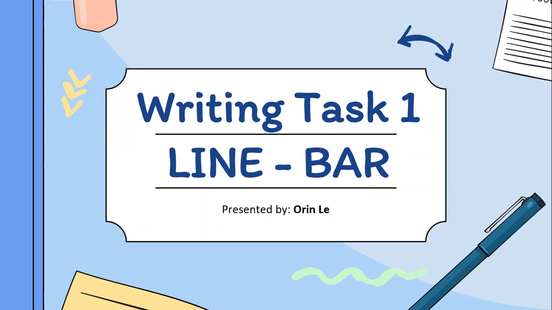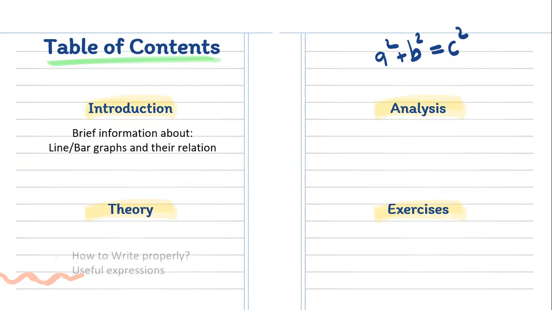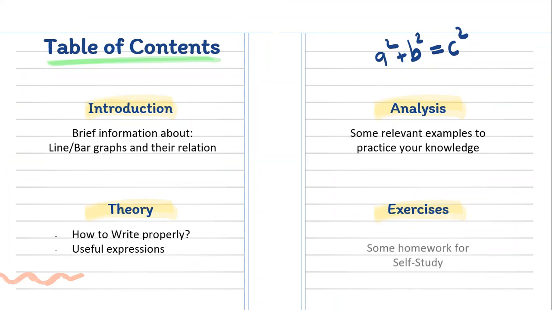Welcome all to my presentation of writing task one about line and bar graph. We can have some contents here. The introduction: I will give you some brief information about line or bar graphs and their relation. The theory is how to write it properly and use some useful expressions. Analysis: I will give you some relevant examples to practice your knowledge, and exercise is some homework for your self-study.